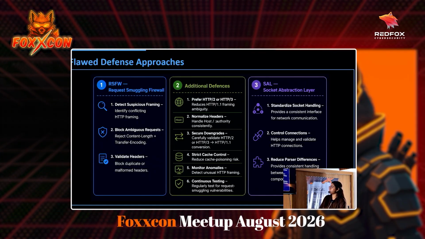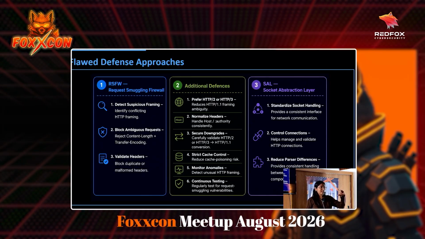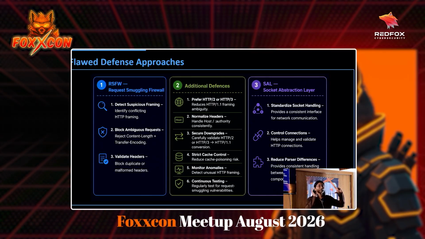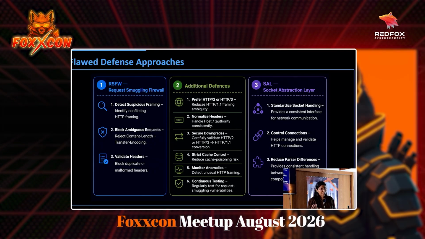Reduce parser difference means, as in the cache poisoning example, for the same request we are getting different responses because we have smuggled one request. So that parser difference should not be there for the same request.